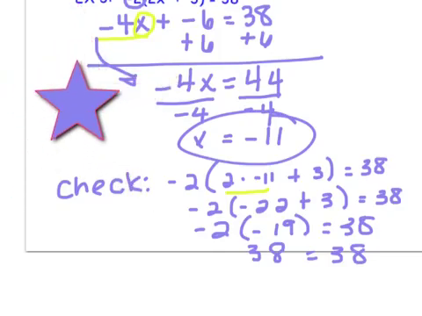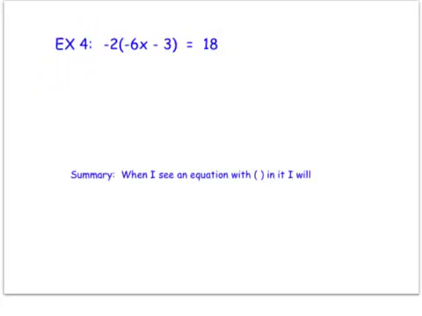Okay. Good job. This one is super tricky. Super, super tricky, so be careful. There are lots of negatives and subtraction signs. I'm going to take this negative 2 and distribute it. Negative 2 times negative 6x gives me a positive 12x.